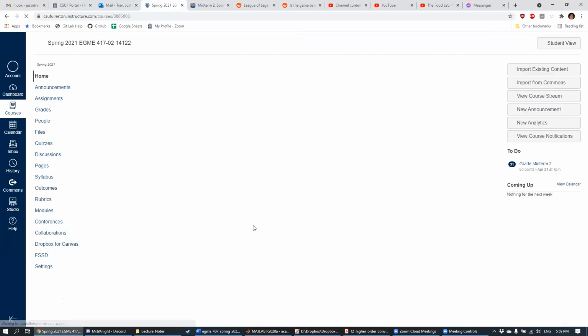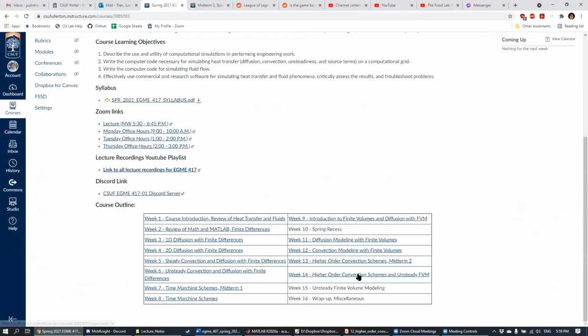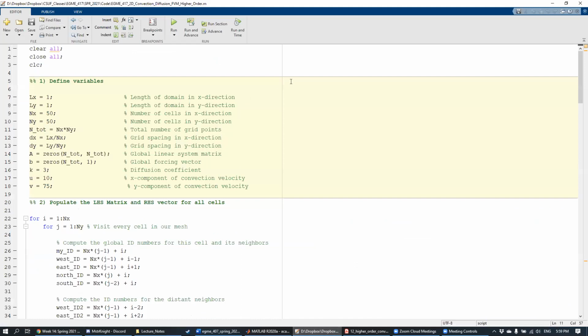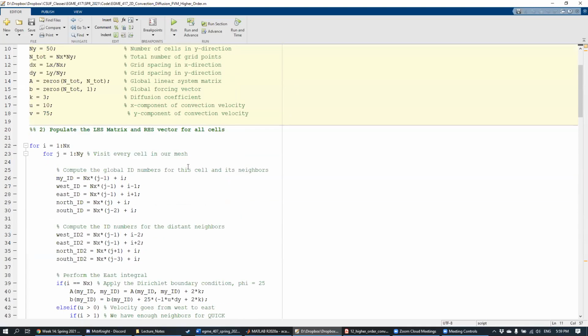Okay. And so you go to week 14 here, and then you go to this one right here. This is the code called higher order FVM example. All right, so let's see how this is implemented in practice. This is a steady problem, and so we don't have any time loop here, but we do have loops for i and j.